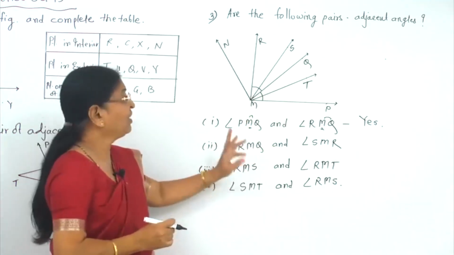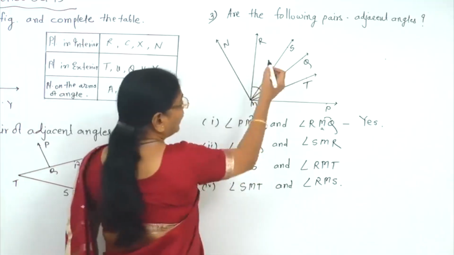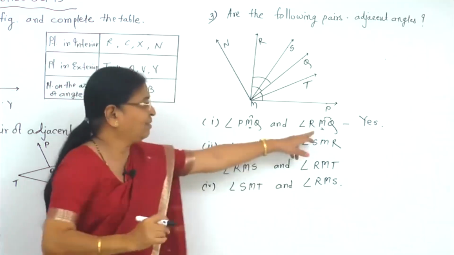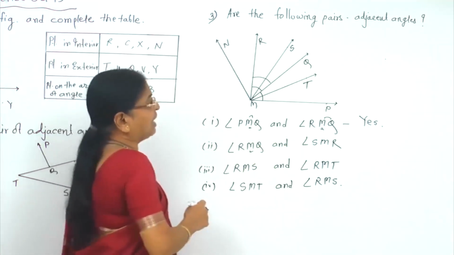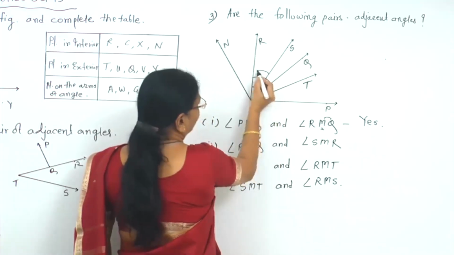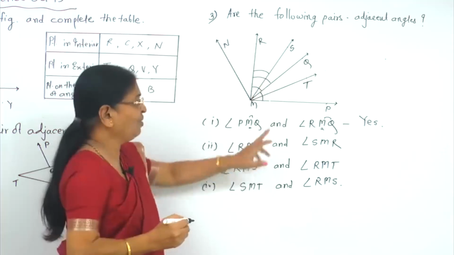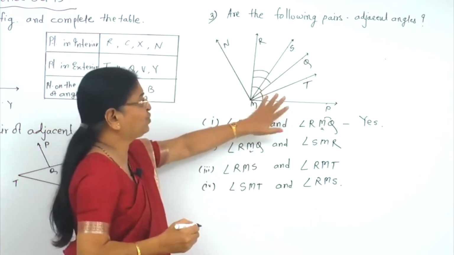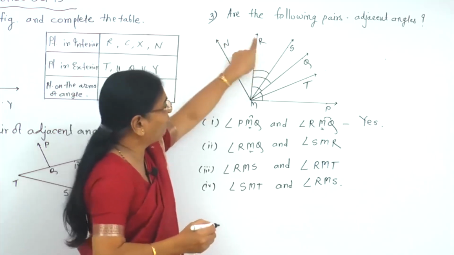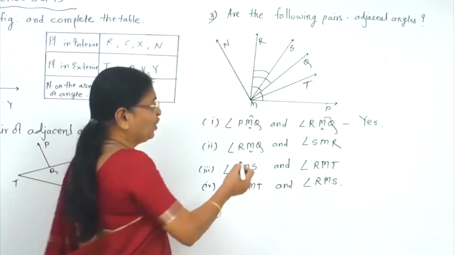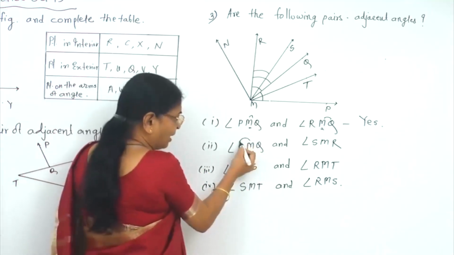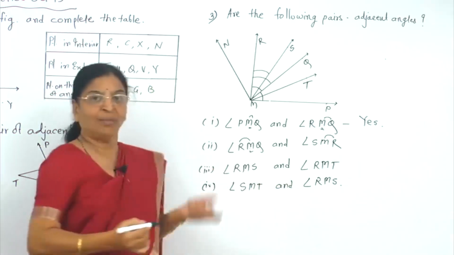Okay, the next one, RMQ. So the next pair is about RMQ, the same angle repeated, but the next is SMR. So it is S, M and R. See, which arm is common between these two? So one is R, M and Q. So here M is common and MR is a common arm.